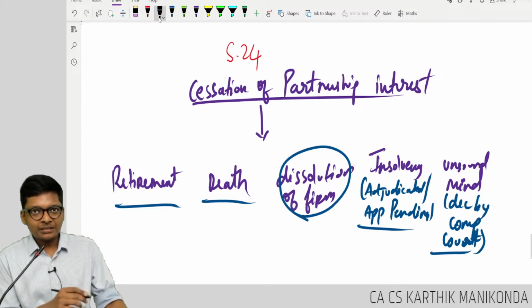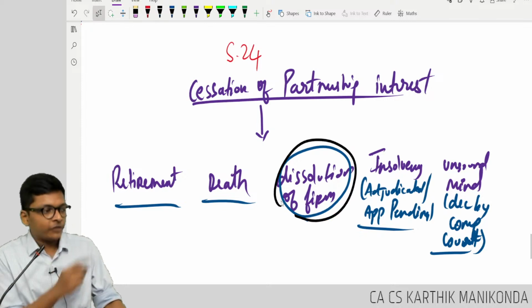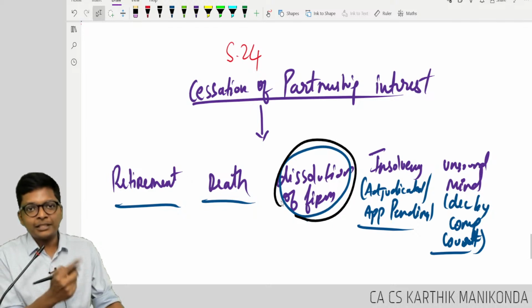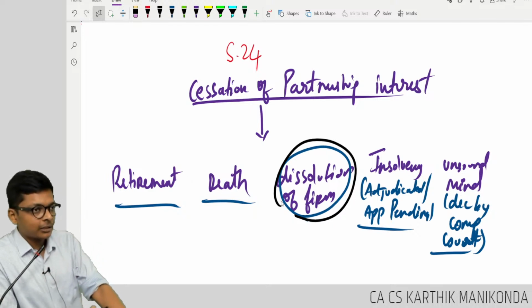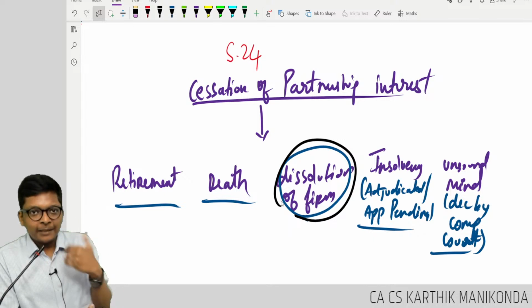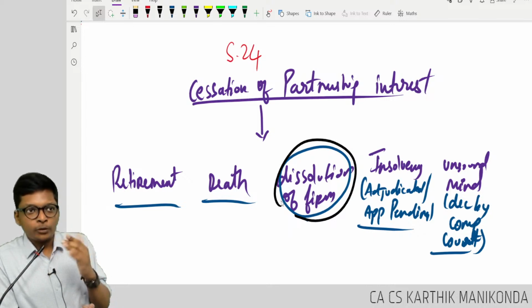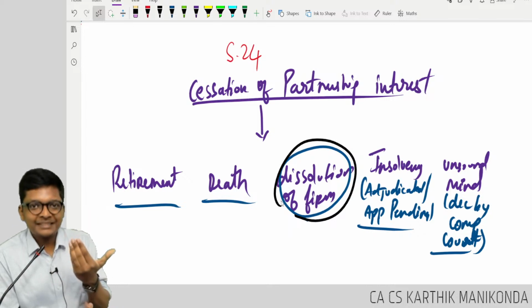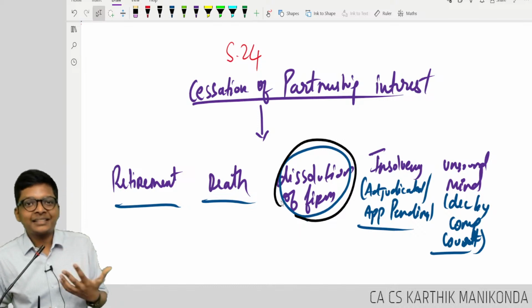Central government orders the resolution of the firm. Anything else? That's it. These are the points. You are not able to answer more because this is only there in the book, only there in the Act. That's how an Act is made, guys.